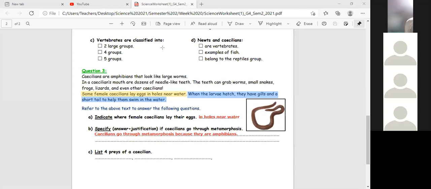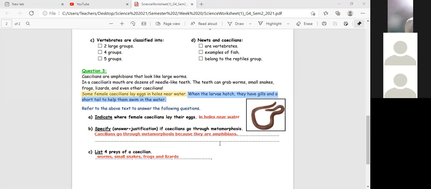Yalla Lana, let's answer the last question. What are four prey of caecilians? What do caecilians eat? Worms, small snakes, small frogs, lizards, and even other crustaceans. Okay, writing four examples is enough. And you will find the answer. I will highlight it for you. Worms, snakes, frogs, lizards, and even other crustaceans.